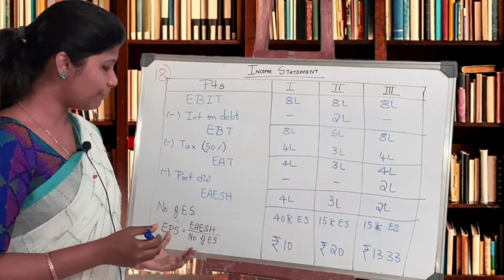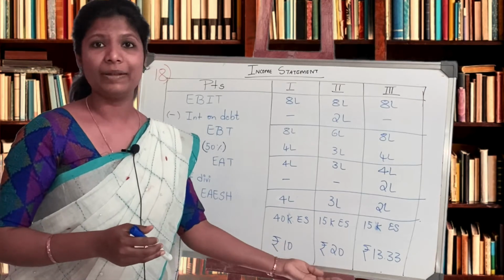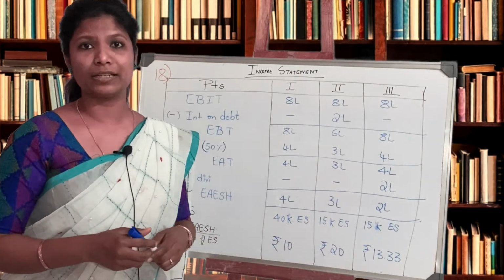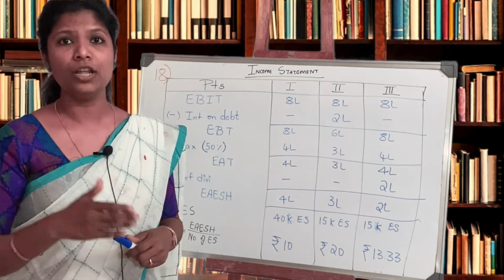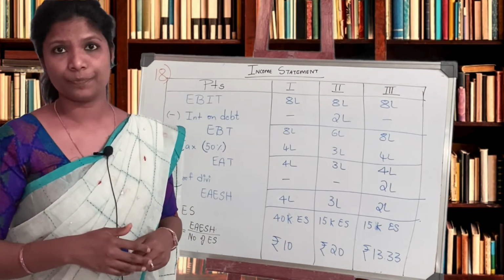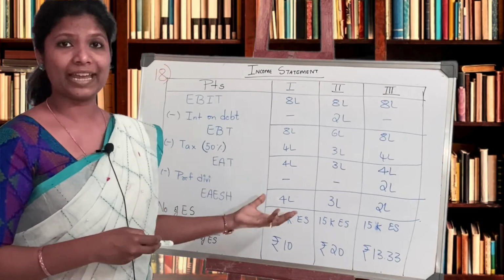So here EPS is maximum only under plan 2, that is 20 rupees under plan 2. So therefore the company has to raise its additional capital through plan 2. Hope you understood question number 18.